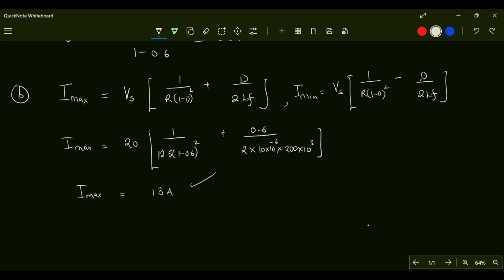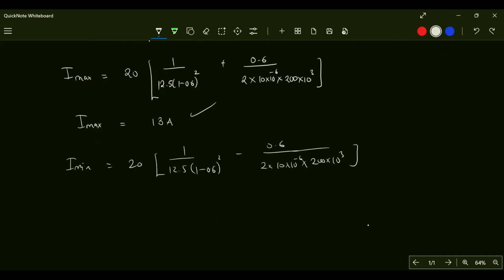Okay, so it's Imax, and then we're going to use this formula here for Imin. So Imin is equal to Vs, which is 20, over 12.5, 1 minus 0.6 squared, minus 0.6 divided by 2 times inductance, which is 10 microhenry, times 200 kilohertz. And if you calculate that, Imin is simply equal to 7 amps, right?